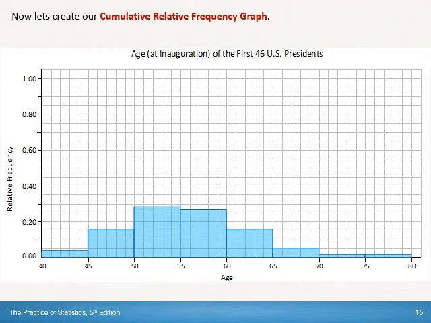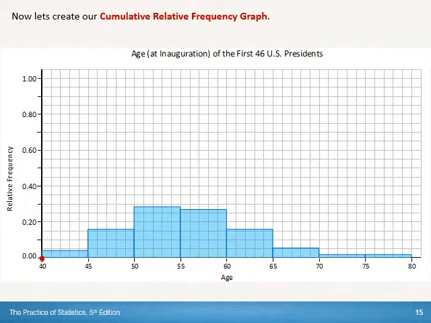Okay, so now we want to look at creating a cumulative relative frequency graph. So now we want to look at that last column to help guide where we're going to put, and we're really going to put dots. So we start with a dot at the far left value of 40, and that's going to be a 0 because there are 0 presidents younger than 40. All right, so I put a dot there. 40 comma 0 represents the fact that 0 presidents are younger than 40 years old.